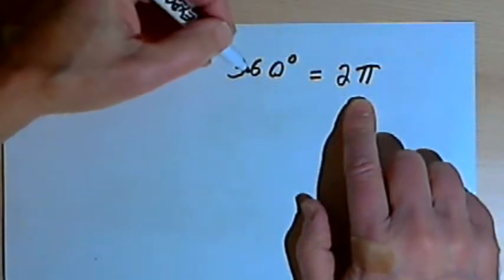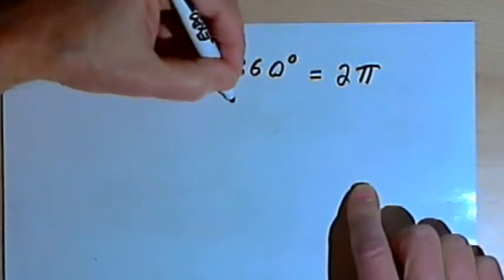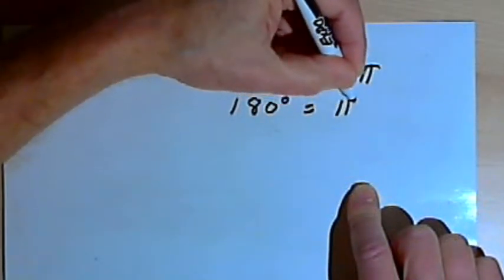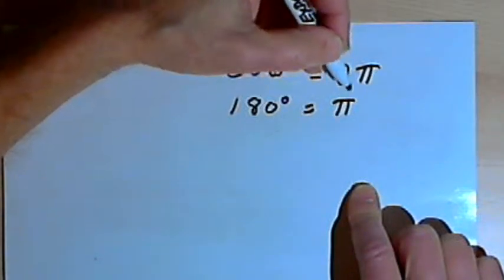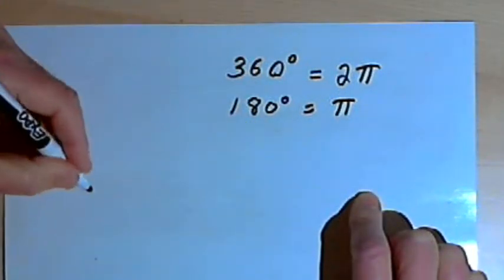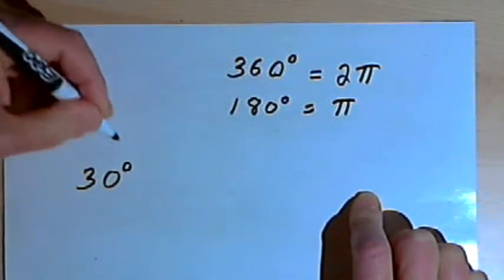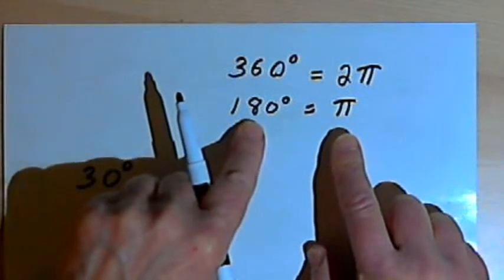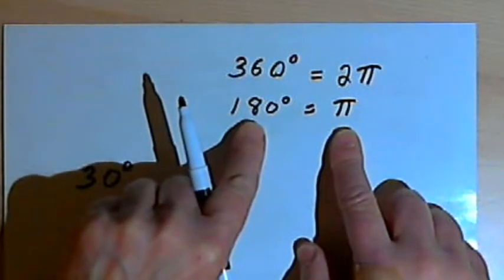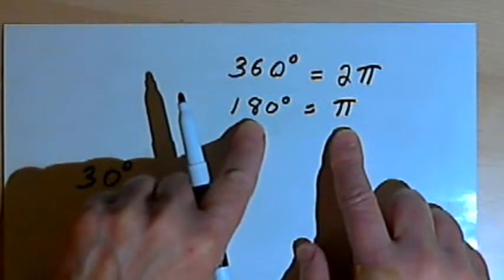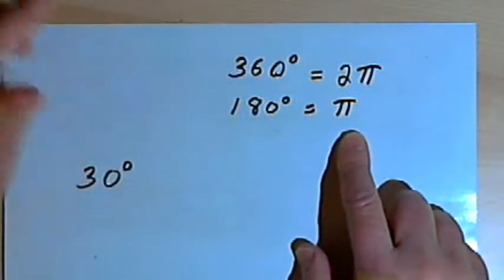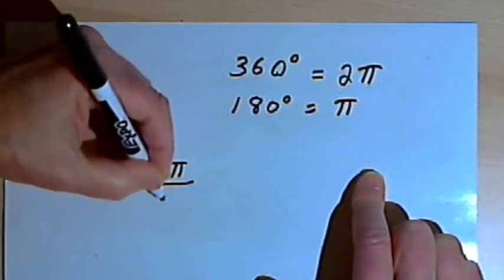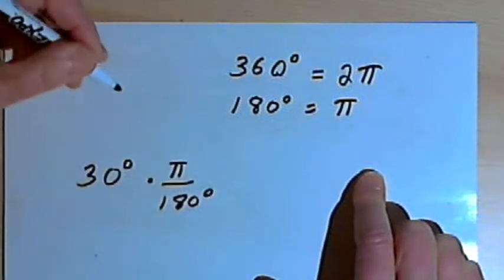Given that fact, a semicircle, half a circle, would have half as many degrees. It would have 180 degrees, or it would have just pi as its radian measure. Now let's take that information and figure out how to convert 30 degrees into radians. So what I'm going to do is take these two numbers, 180 degrees and pi, and make a fraction. If they equal each other, and one number is the numerator and one number is the denominator, the fraction will equal 1. So I'm going to make a fraction pi over 180 degrees.